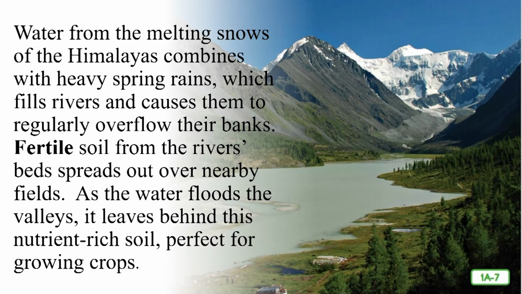The water from the melting snow of the Himalayas combines with the heavy spring rains, which fills rivers and causes them to regularly overflow their banks. The fertile soil from the riverbeds spreads out over nearby fields. As the water floods the valleys, it leaves behind this nutrient-rich soil, perfect for growing crops.